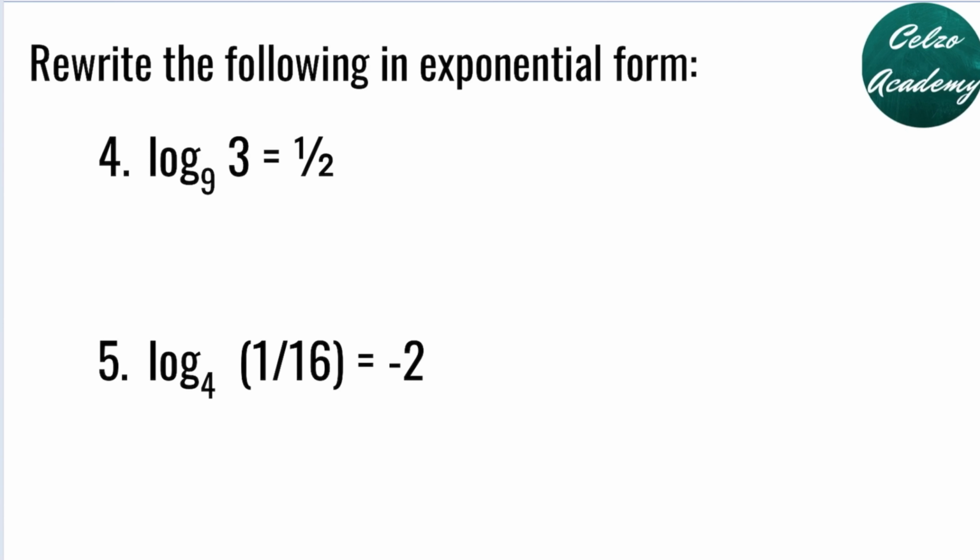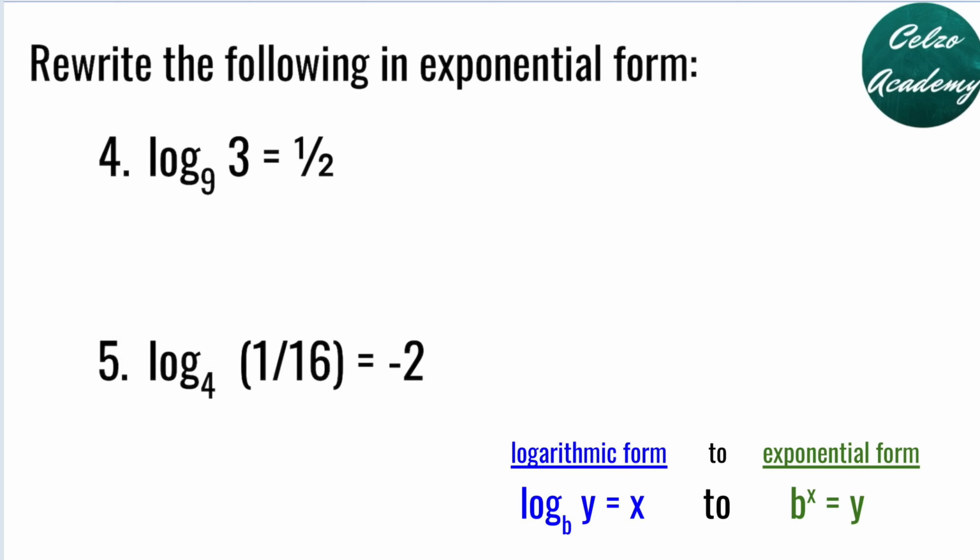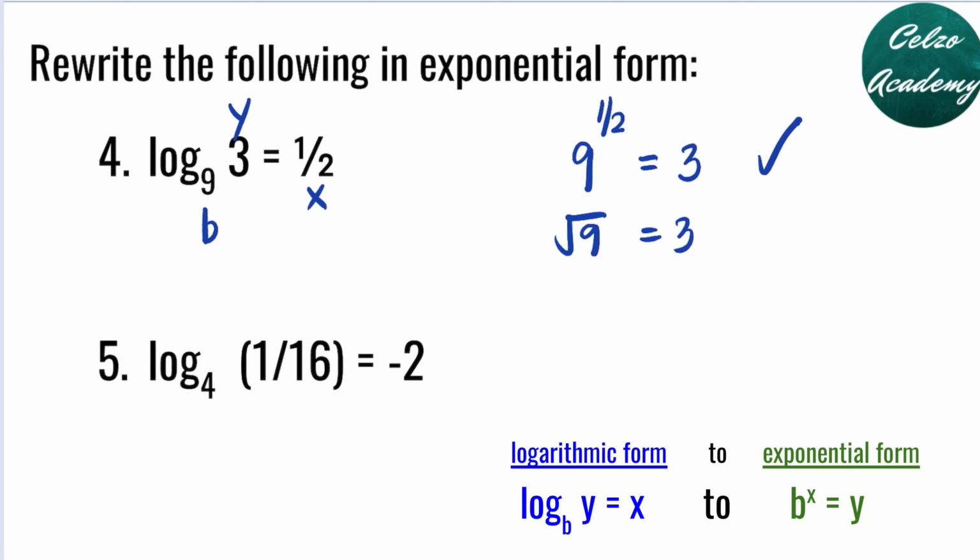Question 4. Log base 9 of 3 is equal to 1/2. 9 is the b value, 3 is the y value, and 1/2 is x. Writing this in exponential form, our base is 9. 9 to the power of x, that's 1/2, is equal to the y, which is 3. And that is correct because 9 to the power of 1/2 means square root of 9, and that is of course equal to 3. So 9 to the power of 1/2 equals 3 is the equivalent exponential form.